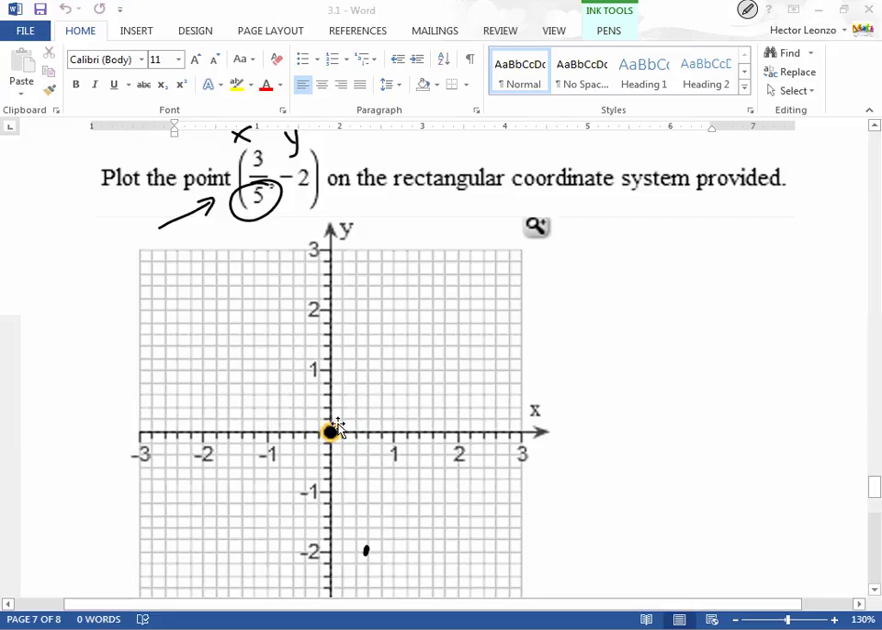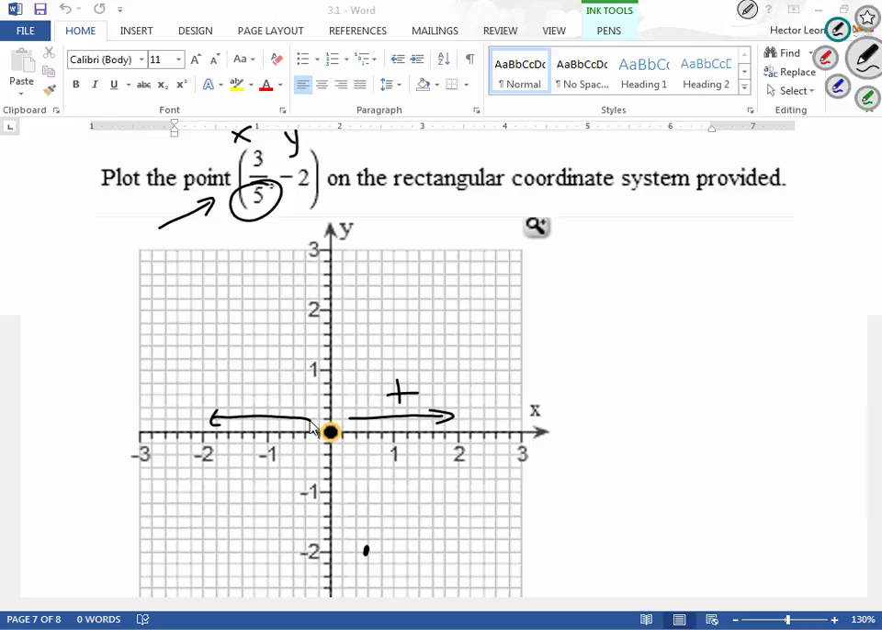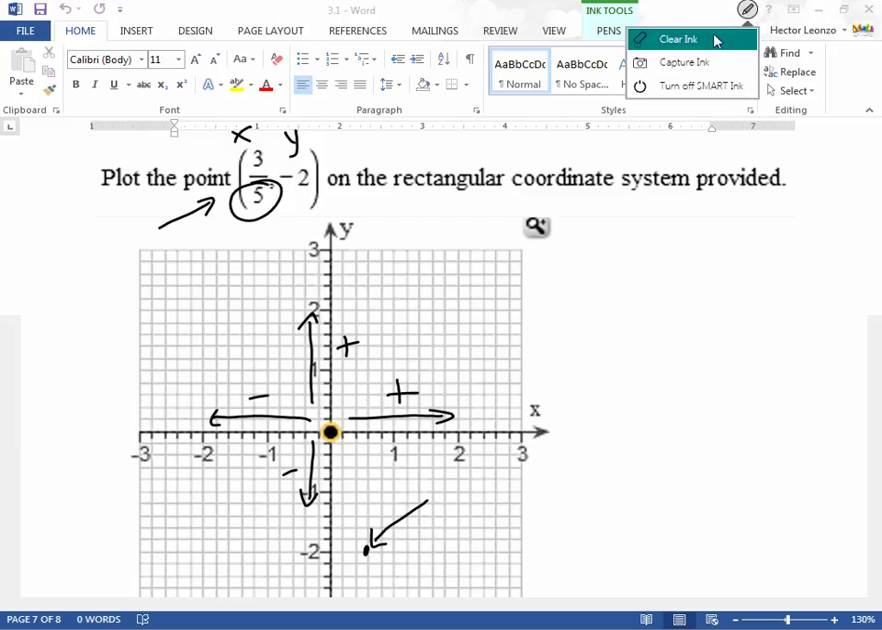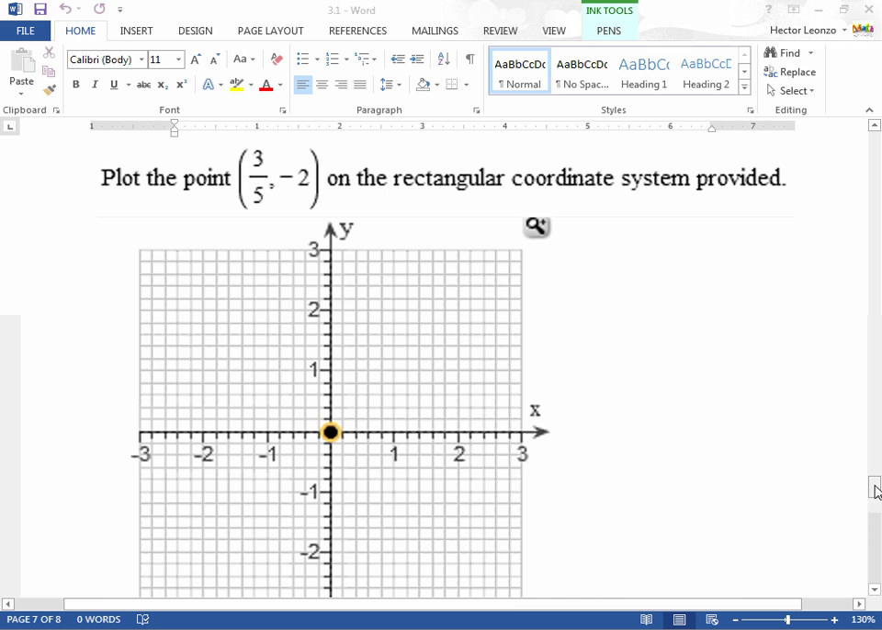Every time on the x, when it's positive, we move to the right. Negatives, we move to the left. So that's why I move to the right. Now on the y's, positives, you go to the top, and negatives, if you see them, they're at the bottom. So that's why my solution is right there. So I went 3/5 to the right and -2 to the bottom. Remember, once again, not 2 squares, -2.